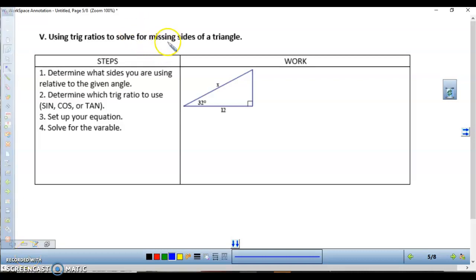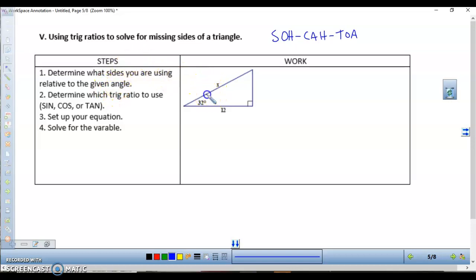And here we go. We're just going to put it all together now. So we're going to actually solve for missing sides or angles in right triangles. So here's a type of problem I'll ask you to do. We're given a right triangle. First thing I'm going to do is at the top of my paper, I'm going to write SOH CAH TOA, so I can determine which trig ratio to use. So the very first step is determine what sides you are using relative to the given angle.